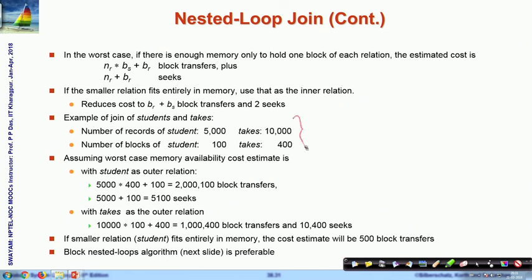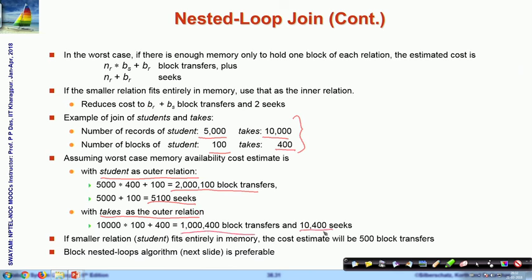Here I have just shown a simple example of computing the join of student and takes. Let us say student has 5,000 records spread over 100 blocks, and takes relation has 10,000 records spread over 400 blocks. If you apply the formula above, you will find that if student is the outer relation, you have so many block transfers and so many seeks. Whereas if takes is the outer relation, then you have so many block transfers and so many seeks.